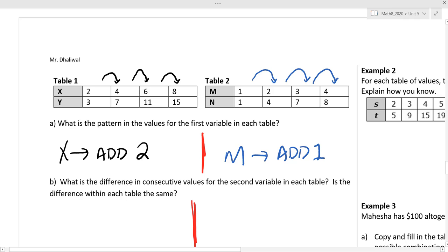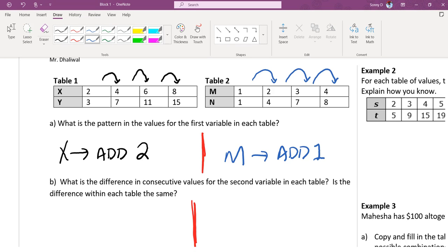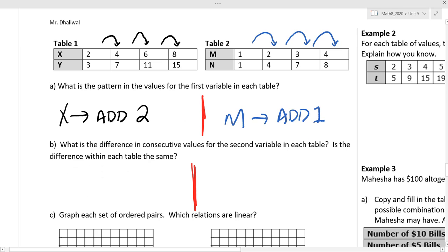Next one. What's the difference in the second variable? Going from here, what do we got, Alana? What's happening to the y between each one? Between 3 and 7, what does it change by? 4. 7 and 11? There's another 4. And 11 to 15 is 4. So y add 4. Okay.